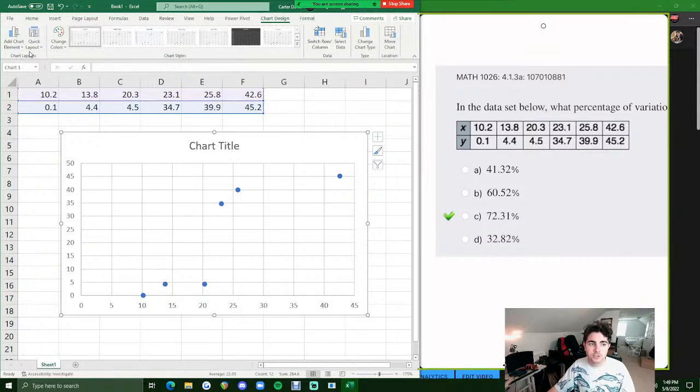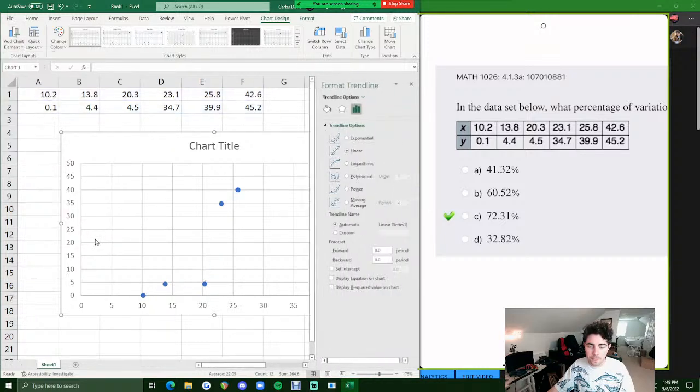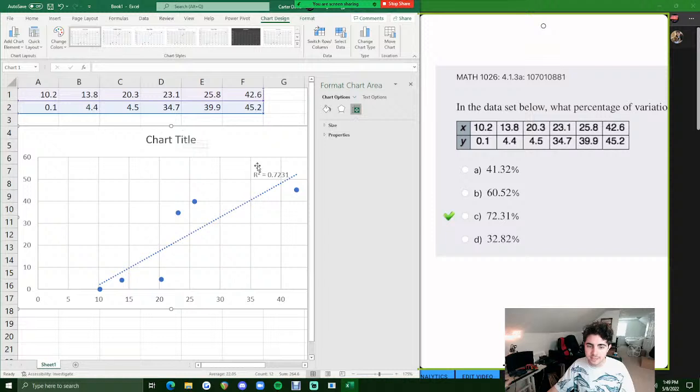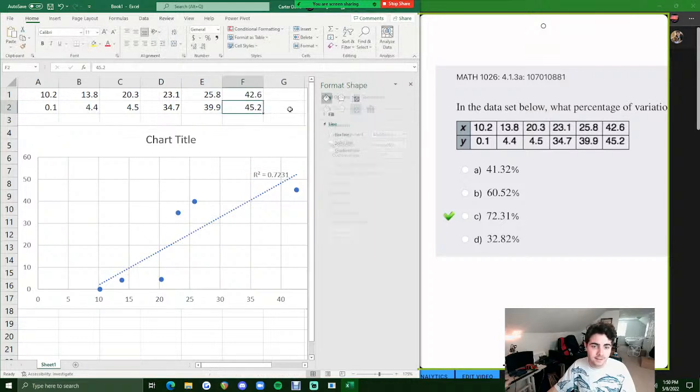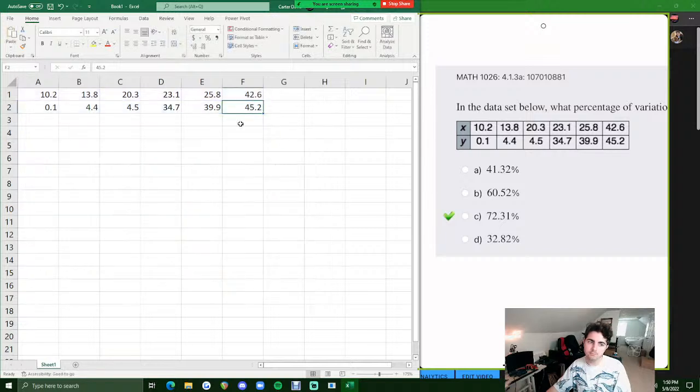If we click on the chart, go to add chart element, go to trend line, more options. Down here, there's a box that says display r squared value on the chart. R squared is the percentage of variation due to a linear relationship of y and x. 0.7231 or 72%. Or 72.31%. All right, so that's it. That's all it is. And then there are other problems, I suppose, that do use just calculating the r value.